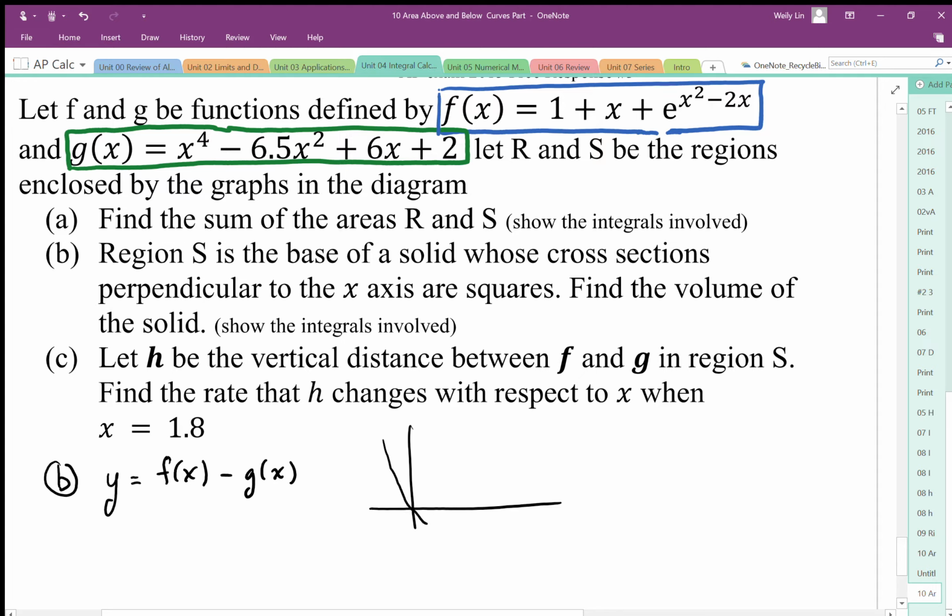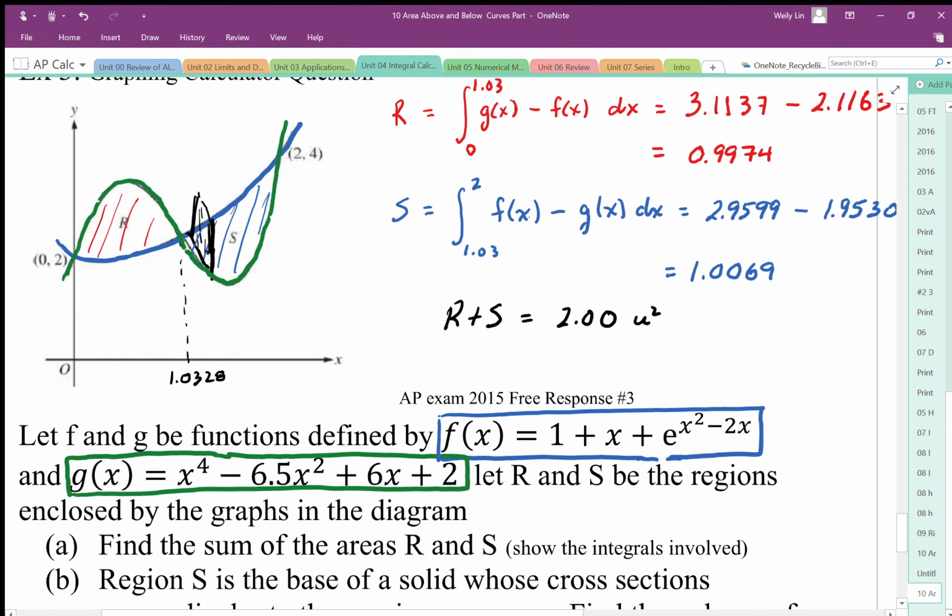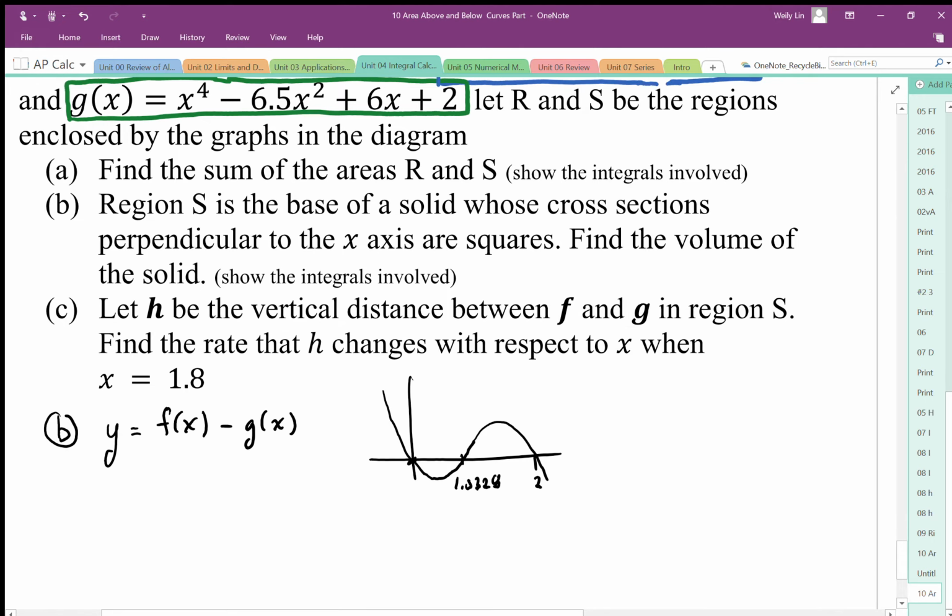It's going to go down like this, and you're going to notice that the zeros are all in the same place as the intersections. So that's 1.0328. This is 2, and it crosses the x-axis. The y-intercept is at 0. Those are the same intersection points that I have up here. But now I've graphed these two graphs together, and the area between these points is the area above and below the curve. So we can see that here. This is equivalent to R, and this is equivalent to S. Okay, so that's the first part.